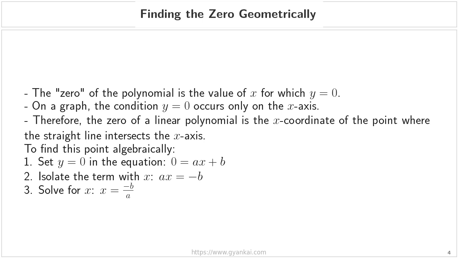This leaves us with ax equals negative b. Third, to solve for x, we divide both sides by a. This results in x equals negative b over a.